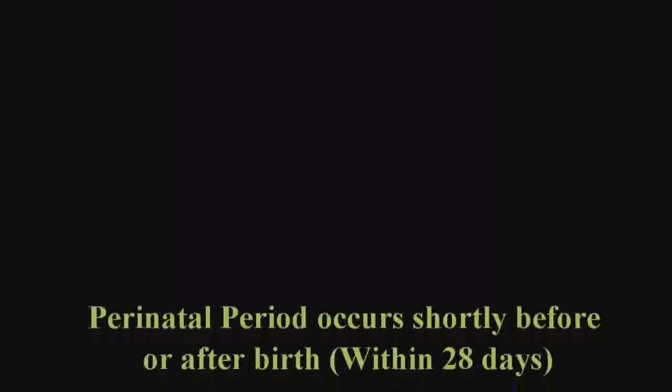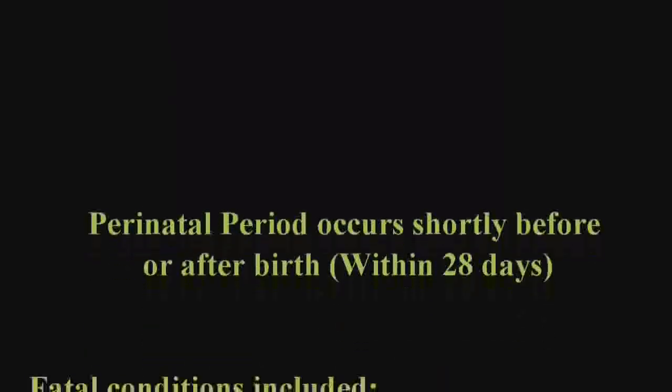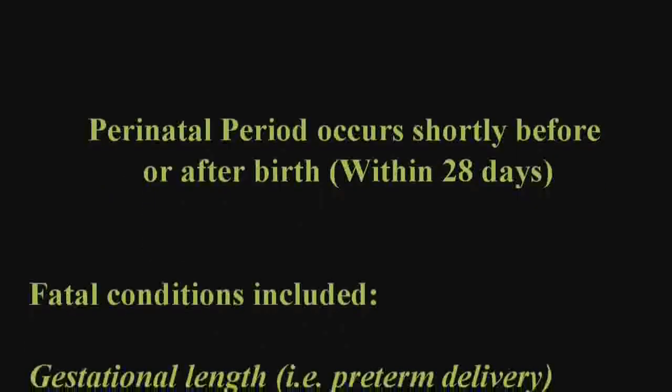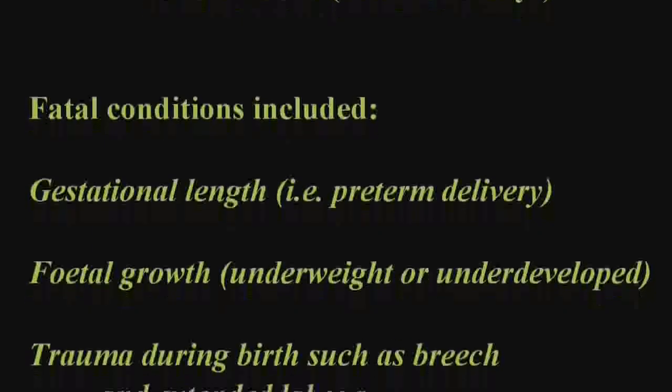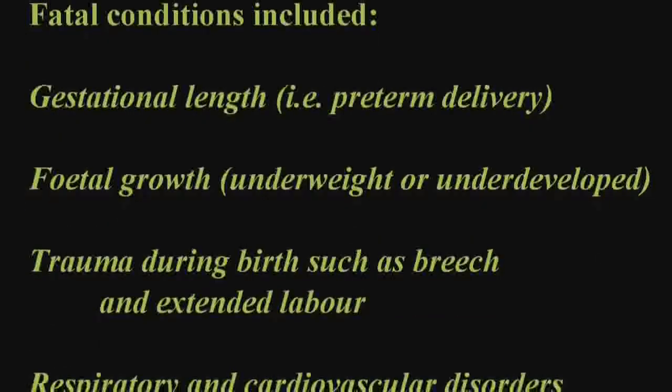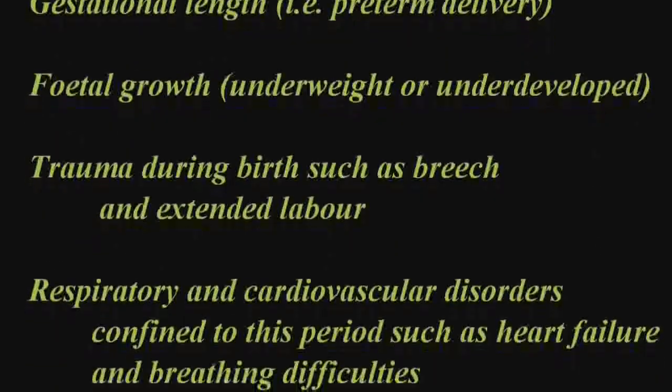Congenital conditions were, in the early 1900s, any condition which originated in the perinatal period and those of a congenital origin. The perinatal period generally occurred after birth and included conditions related to gestational length, fetal growth, trauma during birth, respiratory and cardiovascular disorders confined to this period.